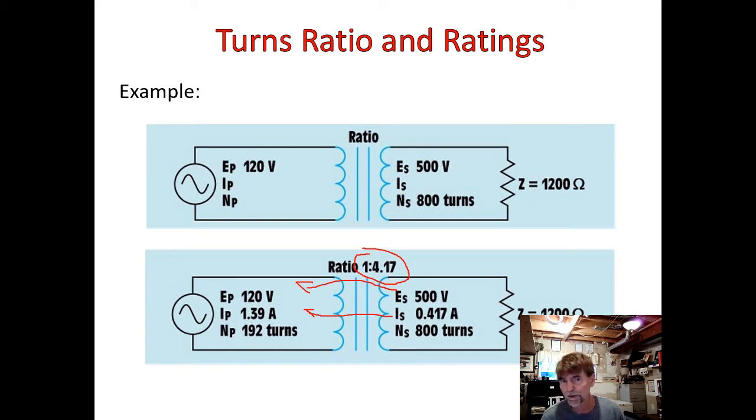Okay, so there's an example of how we use the fundamental transformer equation to fill in the blanks and find out the voltages and currents for a circuit with a transformer in it.